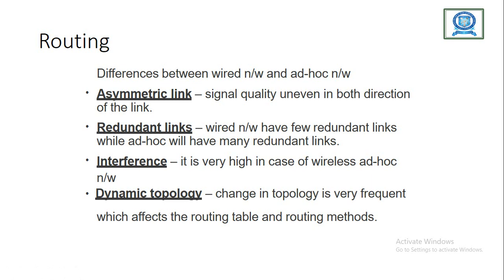And second, redundant links. Normally in a wired network a few redundant links are available, but in an ad hoc network we have many redundant links due to the open environment and dynamic topology configuration. Then on interference concern, a wired network has less interference compared with ad hoc networks. This is very high in wireless ad hoc networks. And dynamic topology: change in topology is very frequent in ad hoc networks, but a wired network has a static topology.